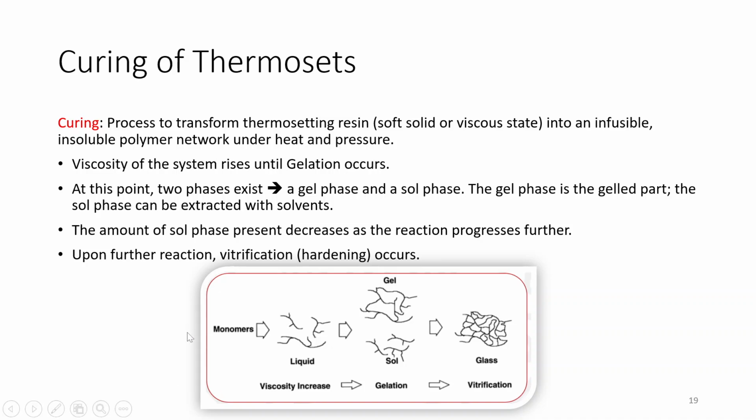So here in the diagram also you can see, firstly you have some monomers which are in liquid state, and as we keep on moving further the viscosity will increase. You'll be having two different phases, gel and sol. Then after that there will be formation of a glassy structure, which is the vitrification or hardening process.